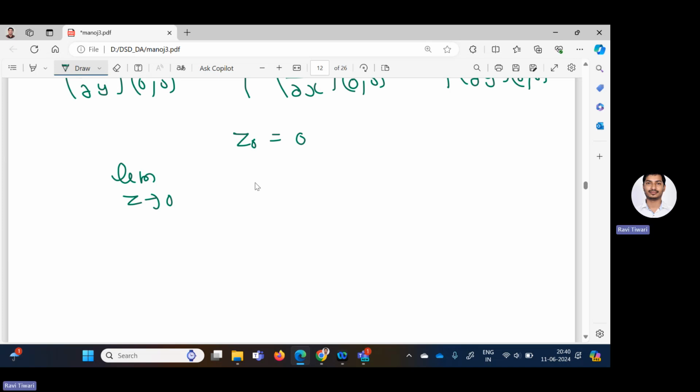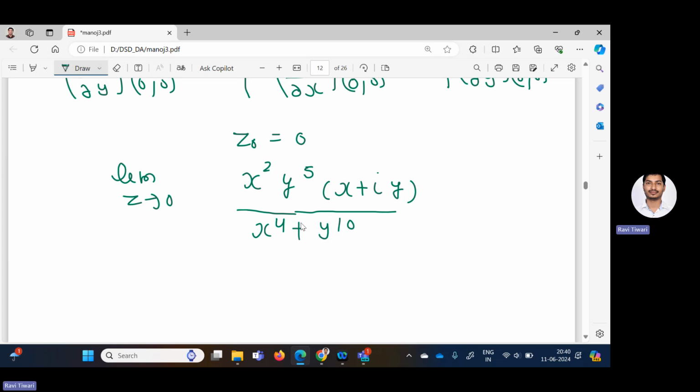Yeah, so limit z tends to 0. What is the given function? f of z is x square into y power 5 into (x plus iy), and f of 0 is given as 0. And here f of z is this divided by x power 4 plus y power 10.